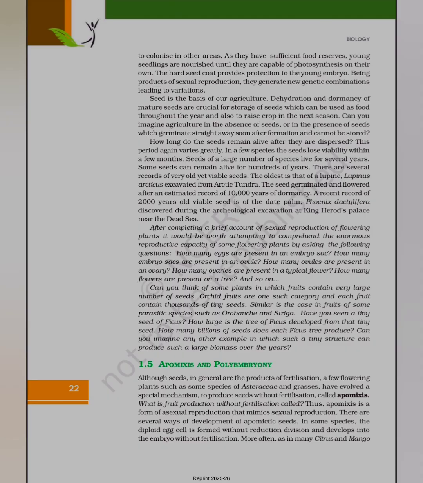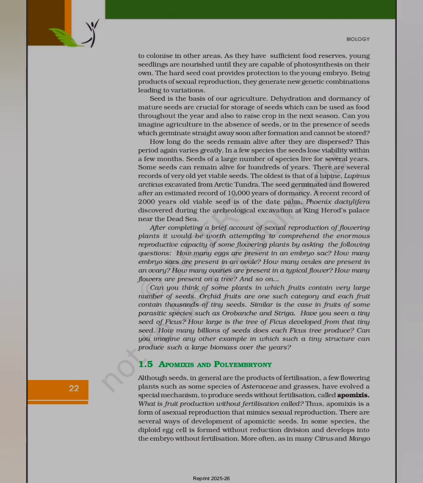The oldest is that of Lupinus arcticus, excavated from the Arctic tundra. The seed germinated and flowered after an estimated record of 10,000 years of dormancy. A recent record of a 2,000-year-old viable seed is of the date palm, Phoenix dactylifera, discovered during the archaeological excavation at King Herod's Palace near the Dead Sea.